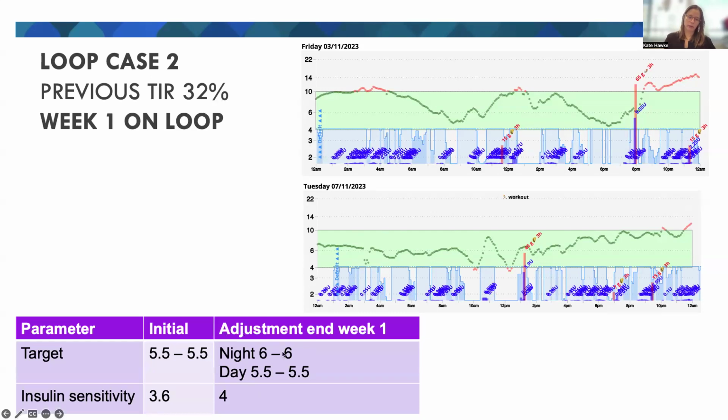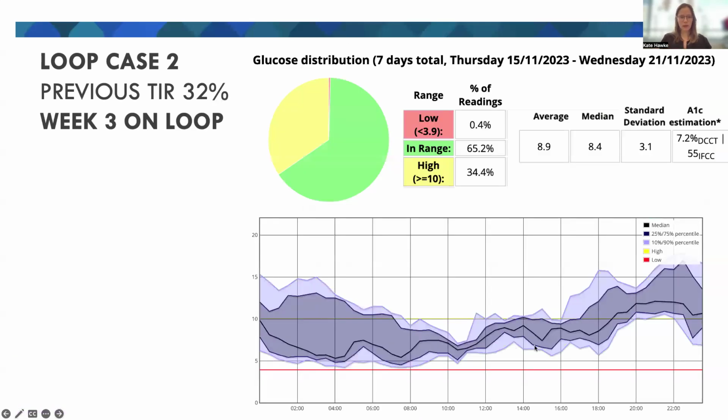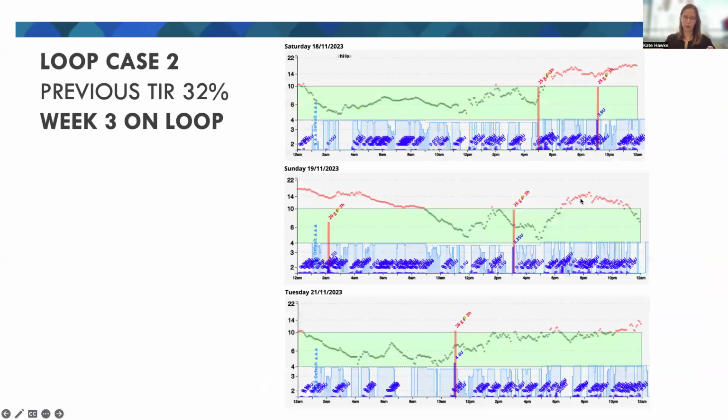So we changed our overnight glucose target to 6 millimoles per liter instead of the 5.5, just so she'd feel a bit more comfortable overnight, and weakened the insulin sensitivity factor by 10%, so from 3.6 to 4. So in this way, she was able to get settled on Loop in a way that was acceptable to her. This resulted in a time in range not quite as good, 65%, but somewhat fewer lows, and the pattern looked more typically like this.